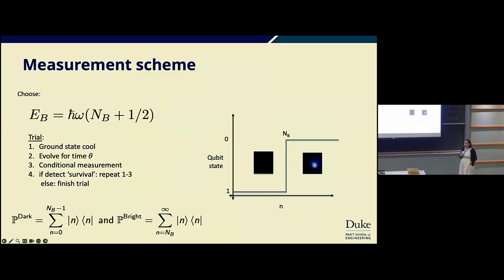So if we're dark, no photons are emitted, and we don't destroy the motional state, so we can keep going with the trial. However, if we detect the bright ion, then the trial ends because we've escaped. We record the time and then continue with the next trial. This bosonic readout that we designed works great for this particular application.